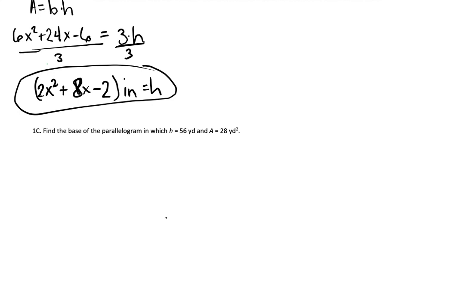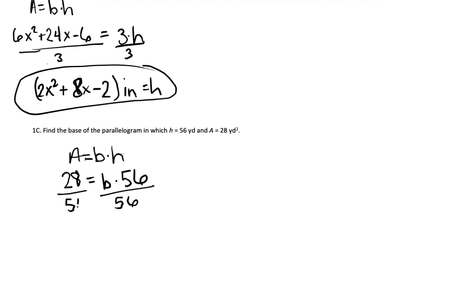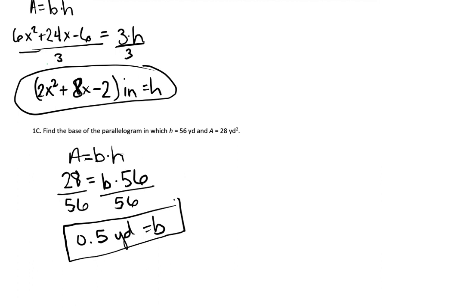Okay, one last one for this page, and we're going to find the base of a parallelogram when we know the height and the area. So I'll start again with area equals base times height. My area is 28 yards squared. My base is unknown, but my height is 56. To solve for my base, I just need to divide by 56. 28 divided by 56 is 1/2, or 0.5. And my label is yards. So that's my base. I will continue this in part 2.